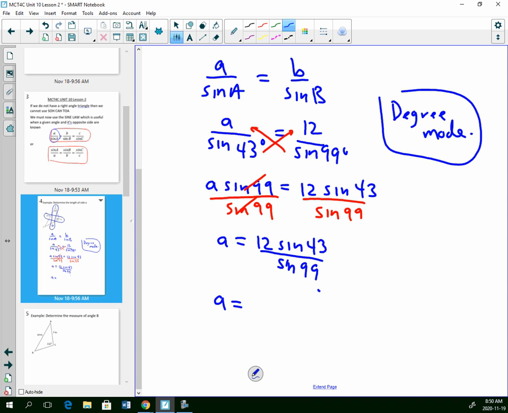Did I do that one? Yep, so A is 8.3. Make sure you put units if units are given. If they're not given, don't worry about it. But if they're given, make sure you put the unit. So that's just a basic find a missing side.